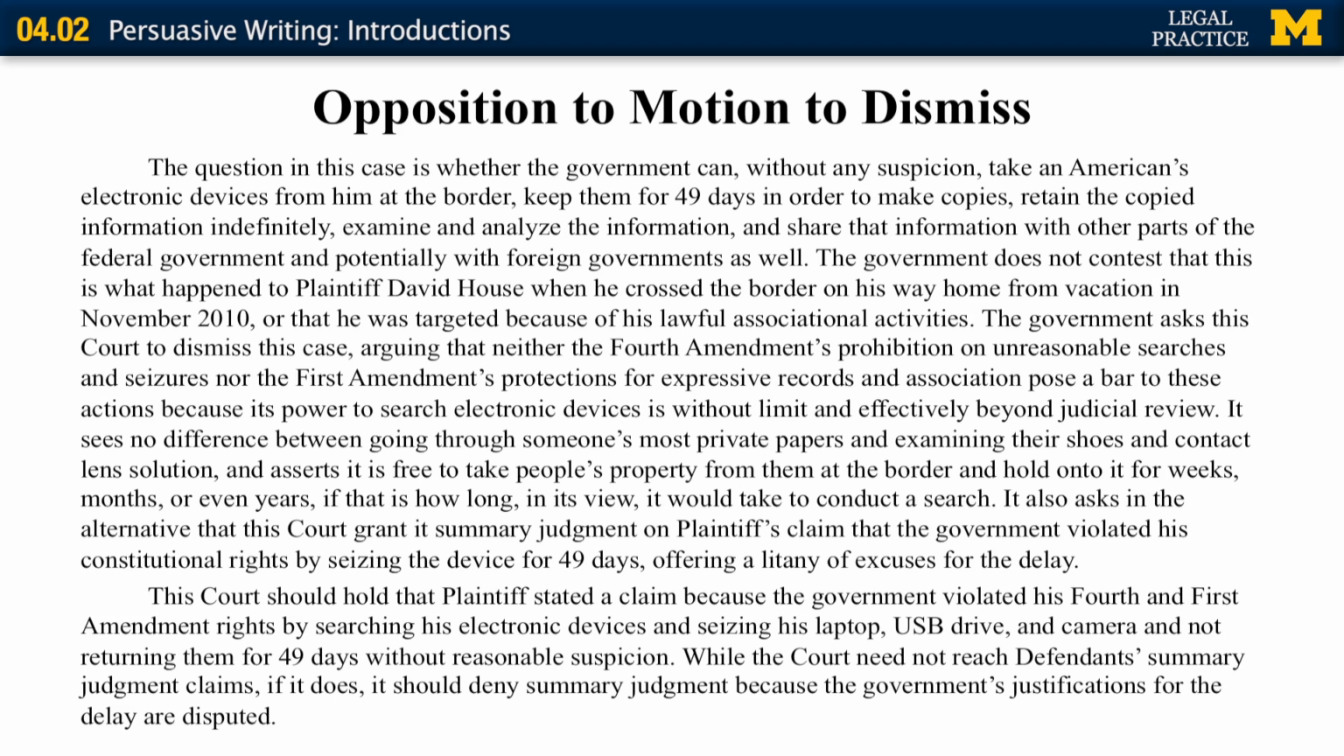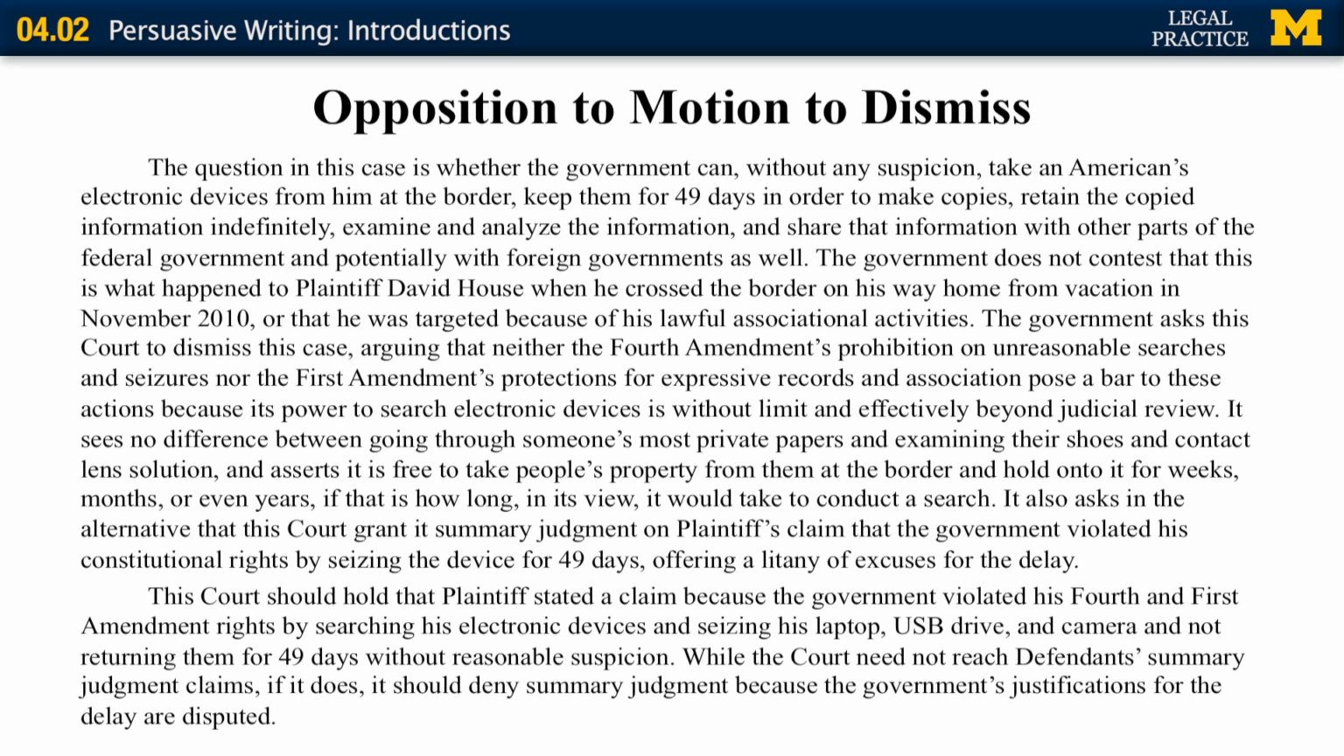Okay, now I'd like you to take a look at the opposition to the motion to dismiss that David House filed in response to the government's motion. Again, pause the video now so you can read these paragraphs, and then we'll go through parts of them together.